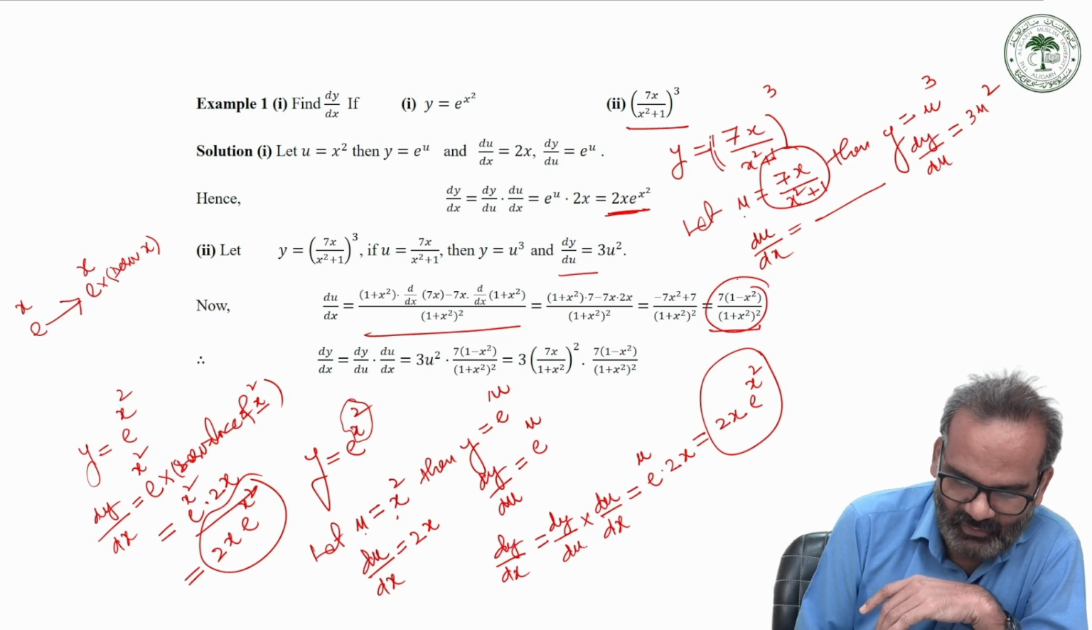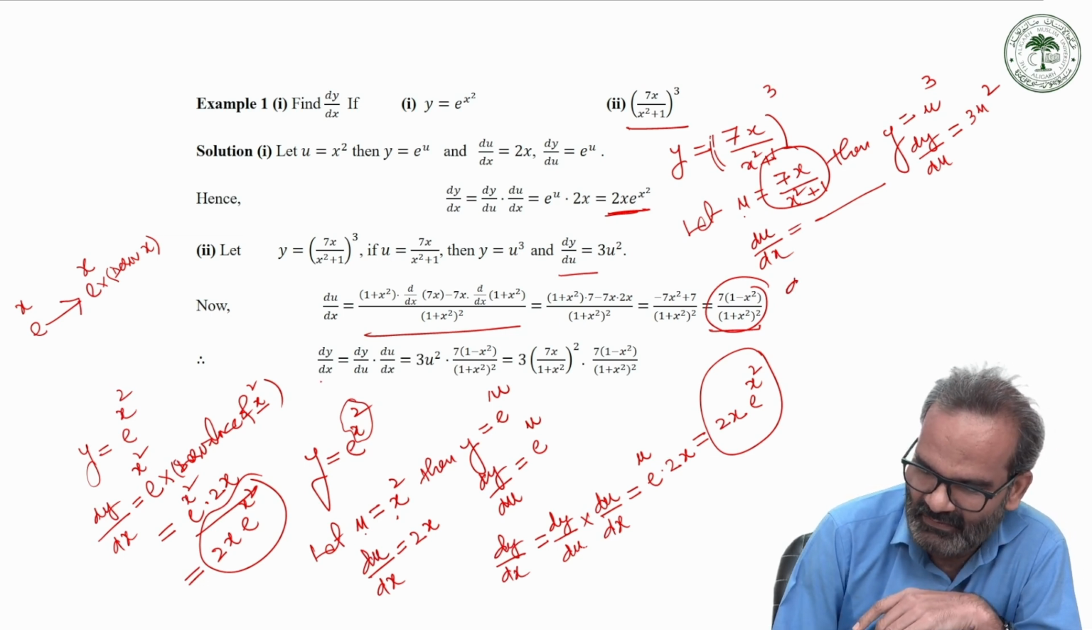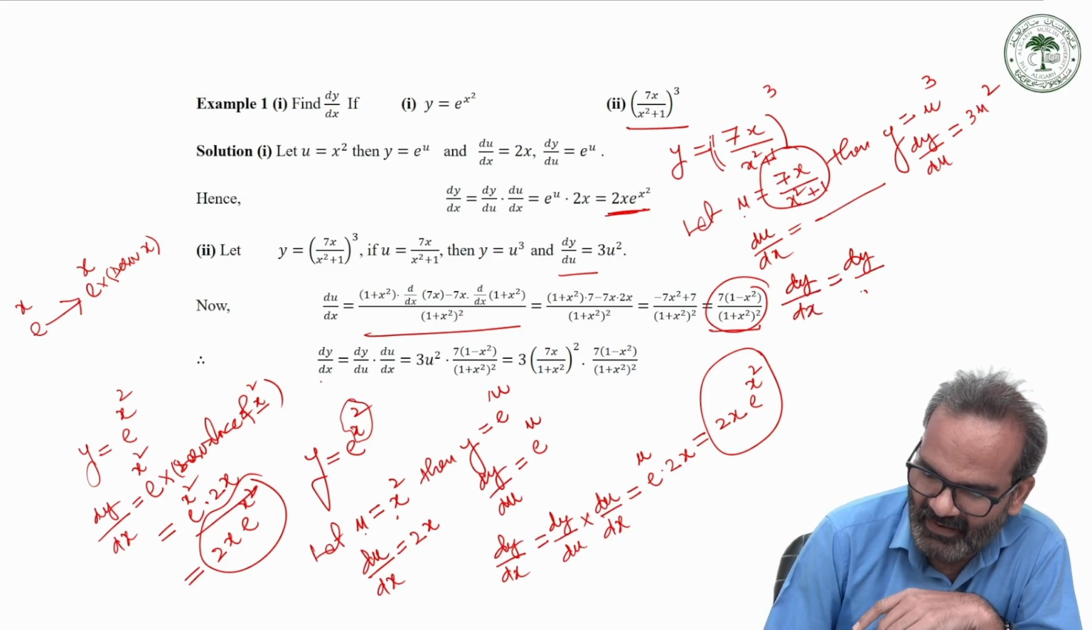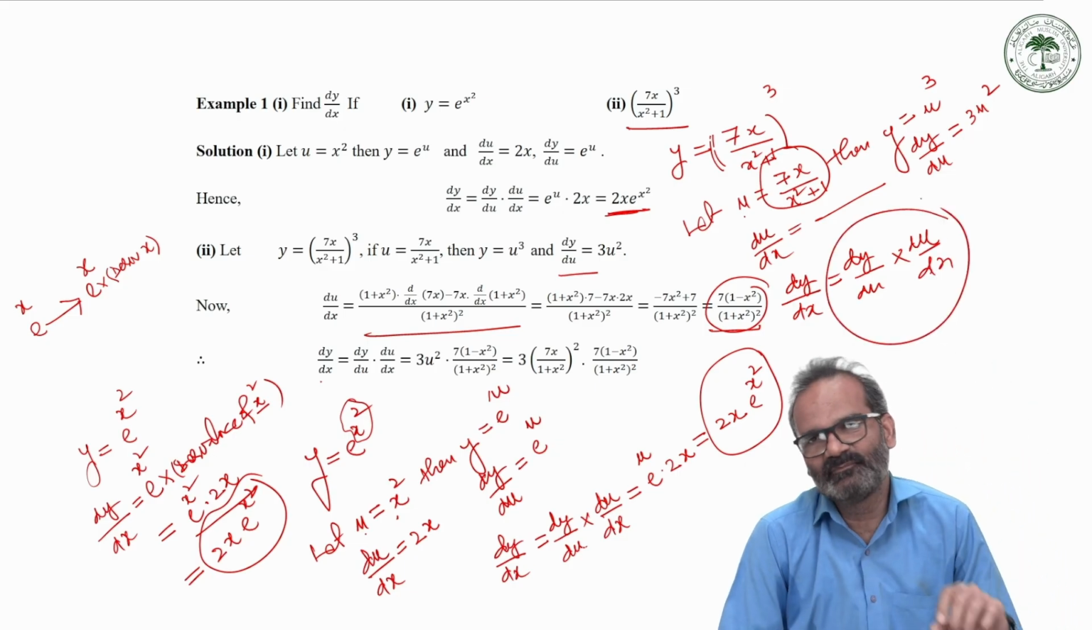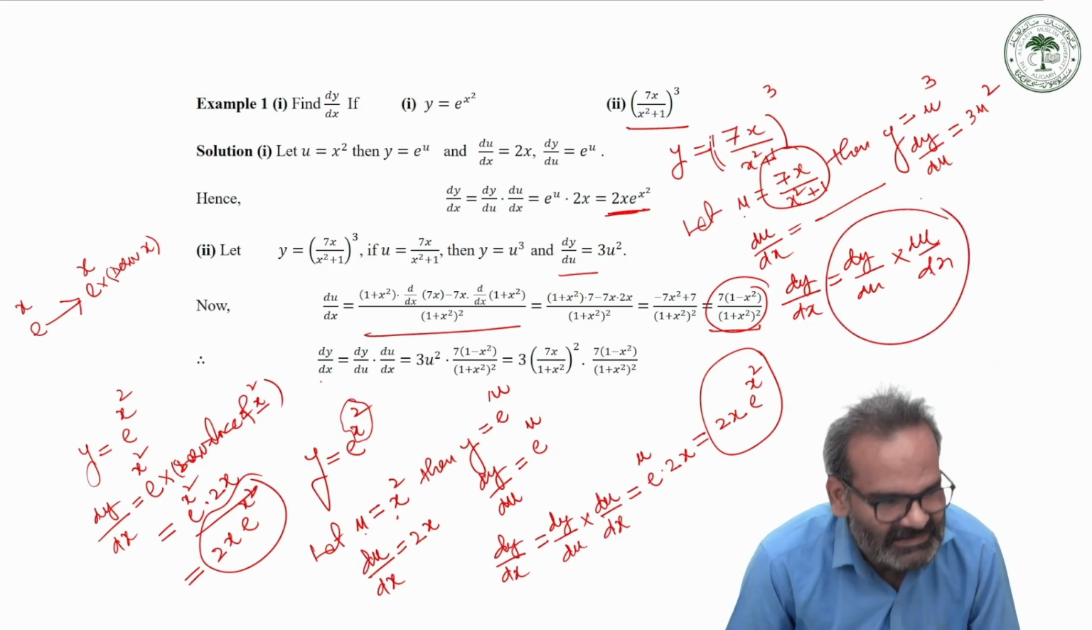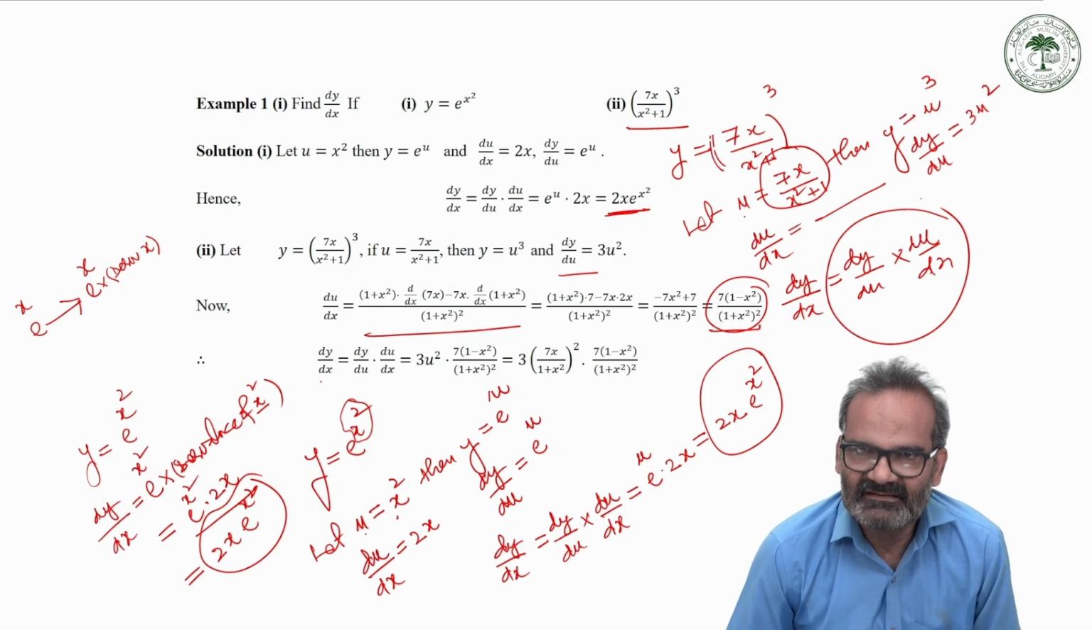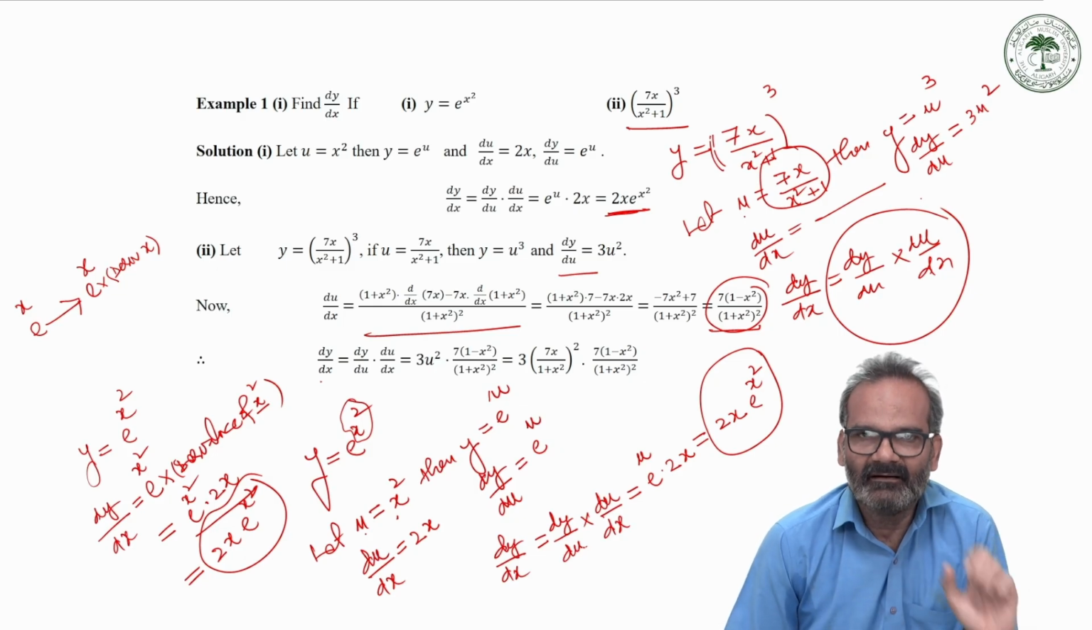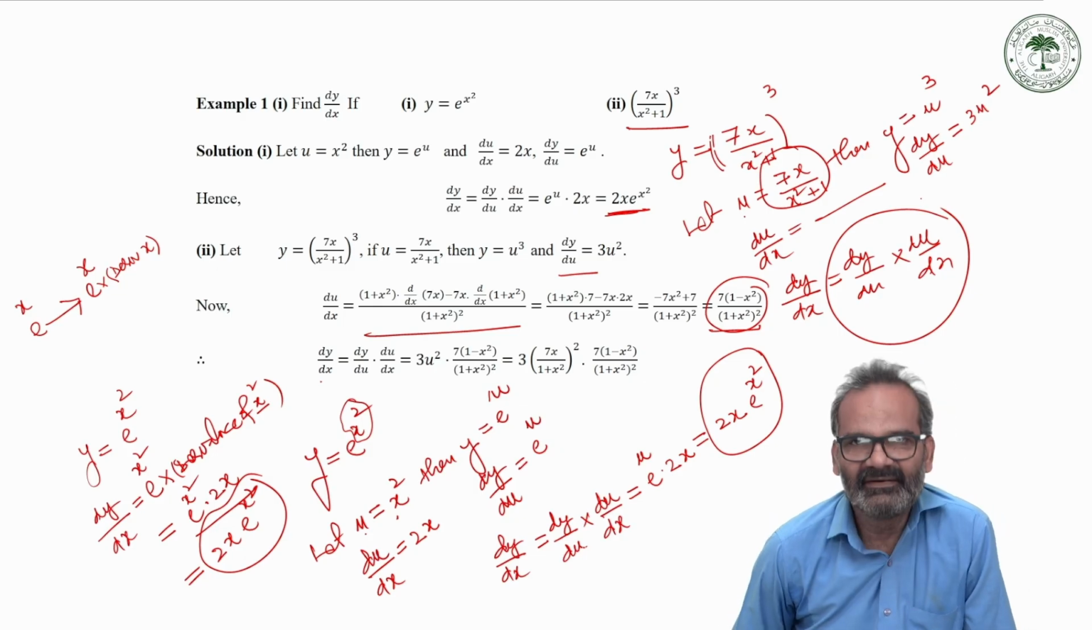Now apply the formula of the chain rule. dy over dx is equal to dy over du into du over dx. Substitute these two values and then simplify it. Whatever you will get will be considered as the required derivative.